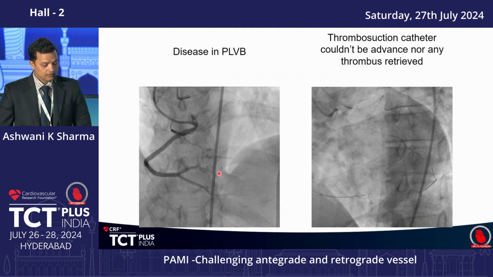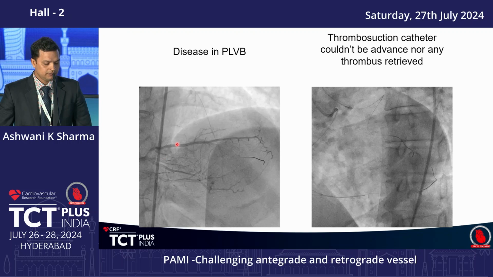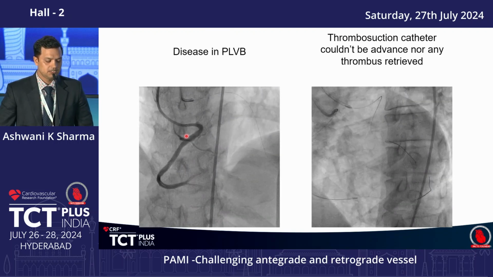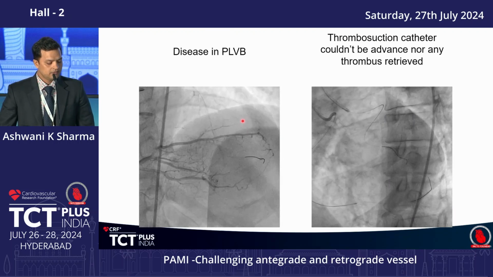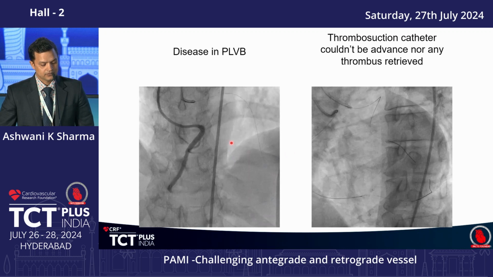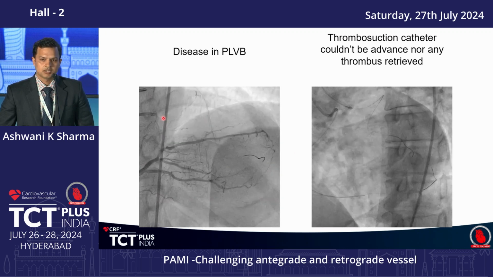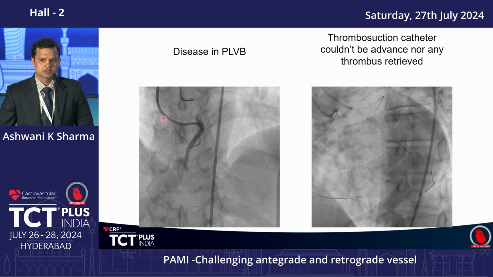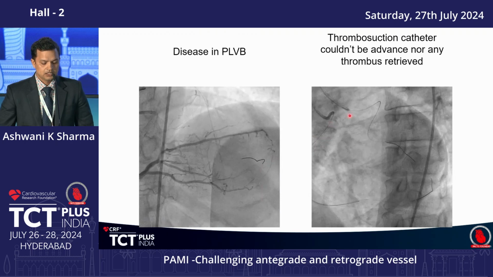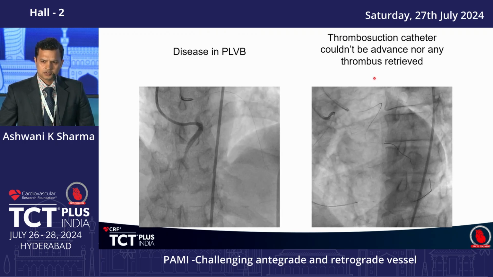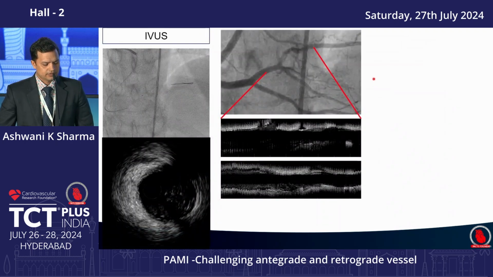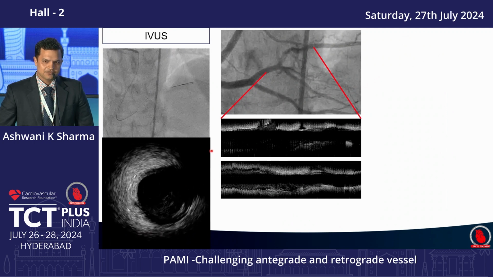Now, what do I see? There is haziness in the PLVB region. This was the region where I had difficulty in passing the run-through wire as well. So I thought that there may be embolization of thrombus with some possible atherosclerotic plaque, but the thrombosuction catheter couldn't cross, nor could I retrieve any thrombus. So I performed IVUS.